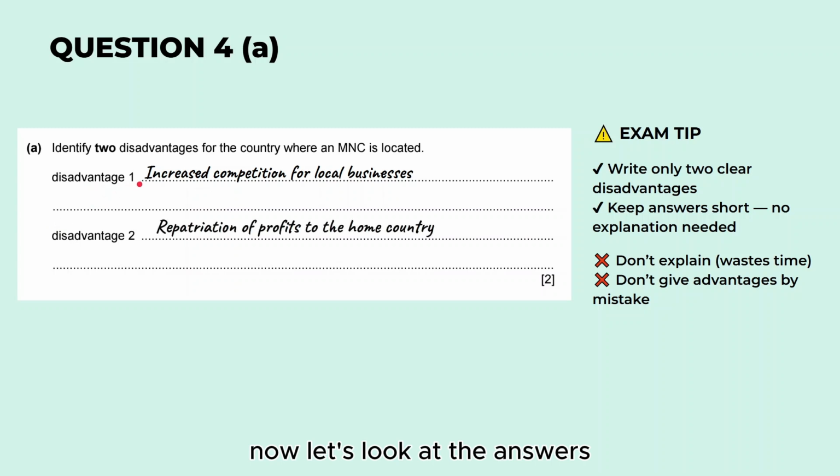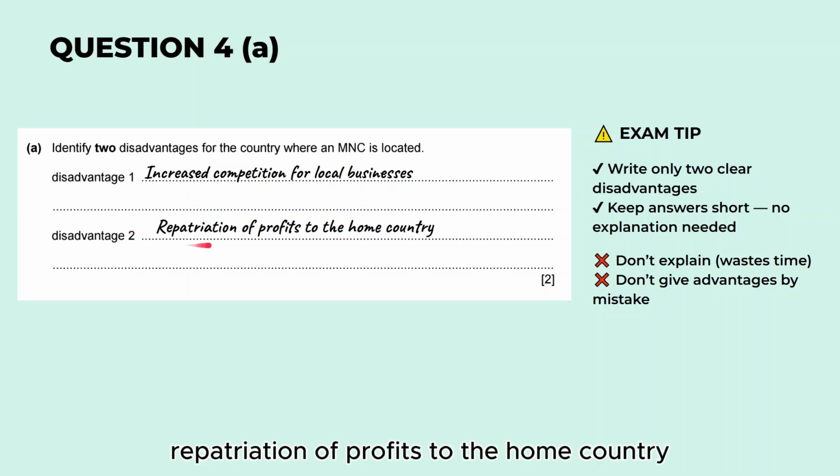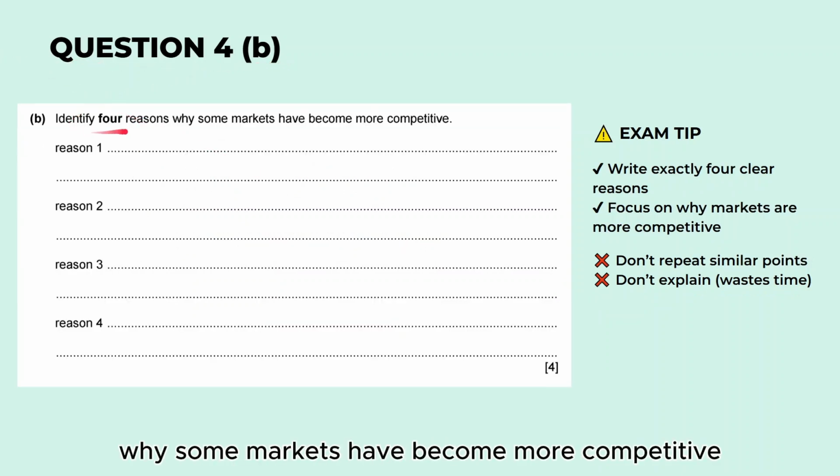Now let's look at the answers. First disadvantage is increased competition for local businesses, and the second one, repatriation of profits to the home country. Question 4b. Identify 4 reasons why some markets have become more competitive.